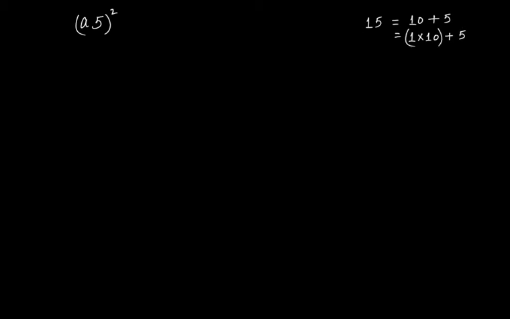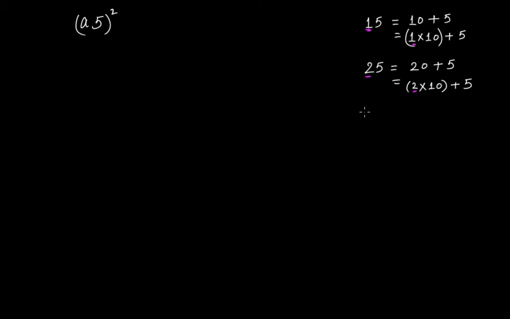Now, if our number is, let's say, 25, we can write it as 20 plus 5. This 20 can be written as 2 times 10. 10 is the place value of the tens place. So 2 times 10 plus 5. This 2 is actually the digit in the tens place.